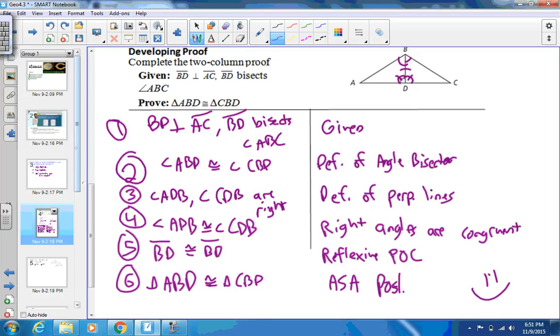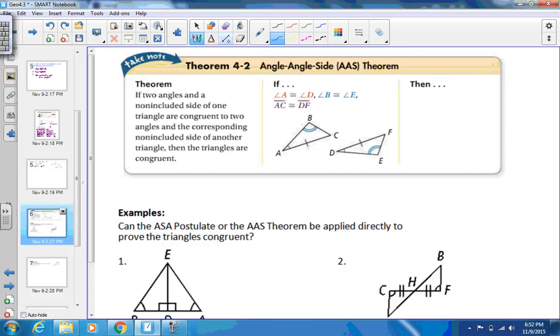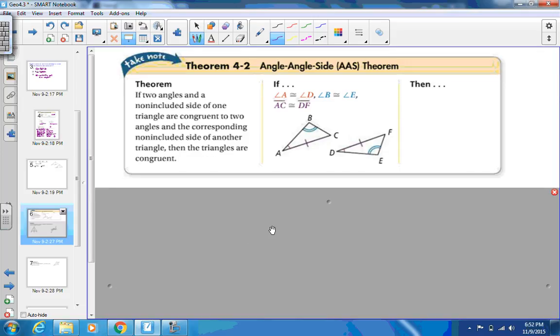All right, now there is a proof that we can do, and I was going to do it for you. Maybe we'll do it another time. I don't want to spend too much time now doing it, but that'll prove this next theorem. This next theorem kind of comes from that last postulate we just used. It's the angle side theorem, so AAS. And it says if two angles and a non-included side of one triangle are congruent to two angles and a non-included side of another triangle, then the triangles are congruent.